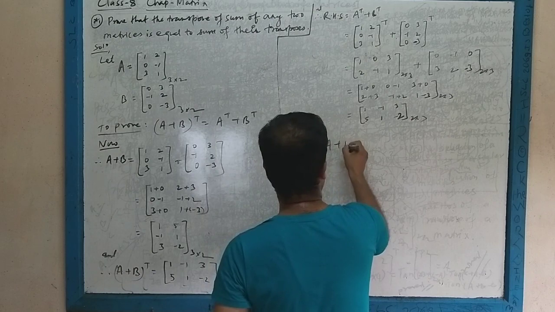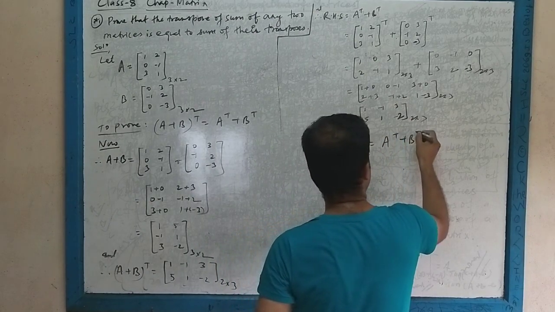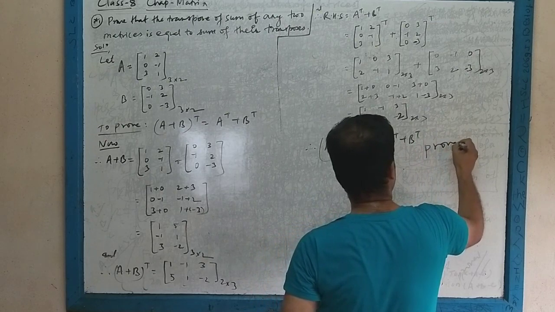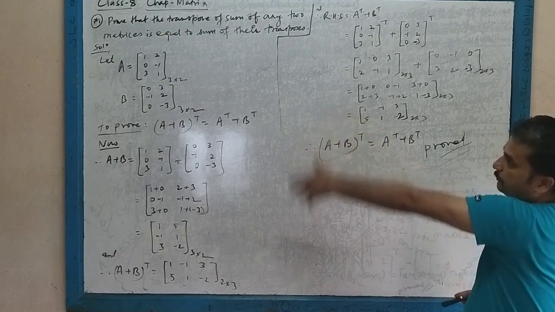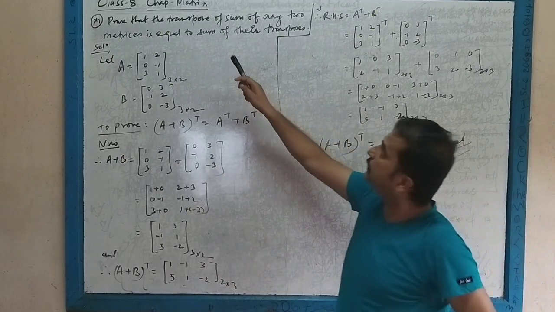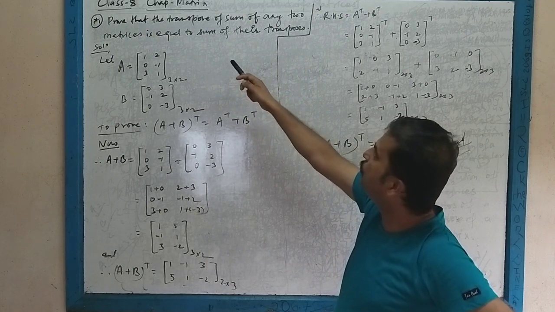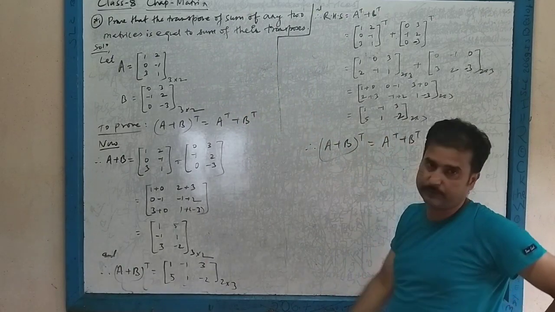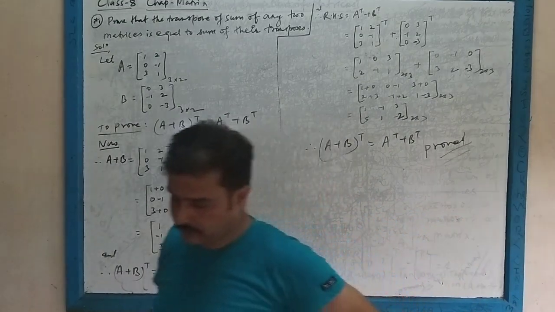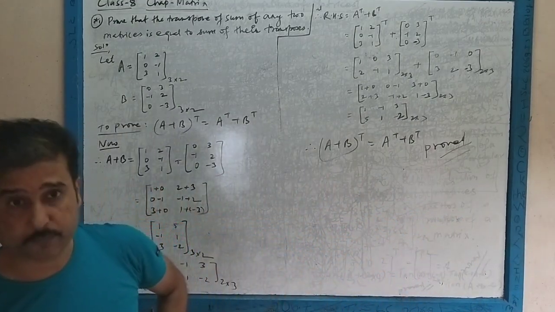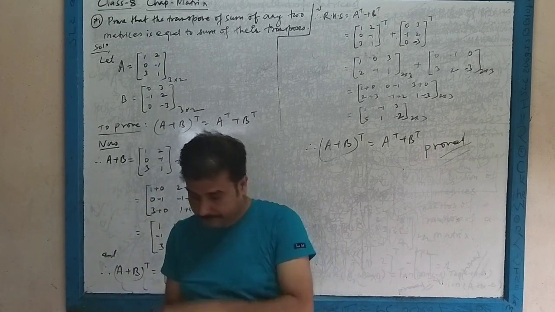Therefore, (A plus B) transpose equals A transpose plus B transpose. Proved. We have the same result. That's why we have proved this: the transpose of the sum of any two matrices is equal to the sum of their transposes. We have taken examples and I have proved this. These are very important questions. Generally, this type of question is asked in examinations or entrance exams also.